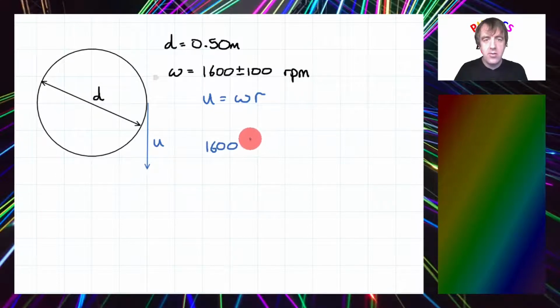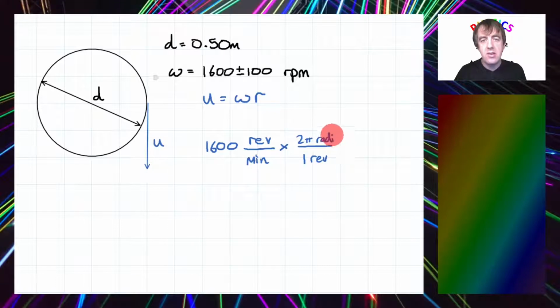1,600, and I'm going to write down revolutions divided by minutes as the unit. Revolutions per minute. Now what I need to do is get rid of the revolutions part. And I know that 1 revolution is equal to 2 pi radians. And that means that I can now cancel the unit revolutions.